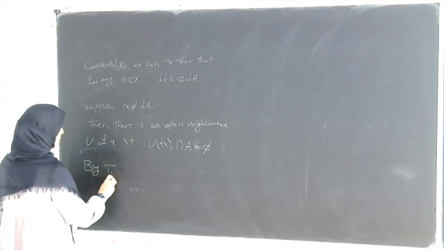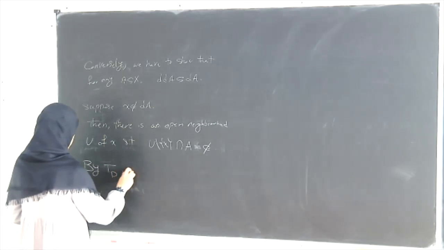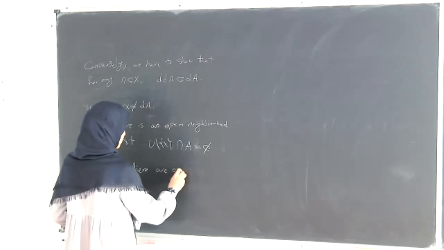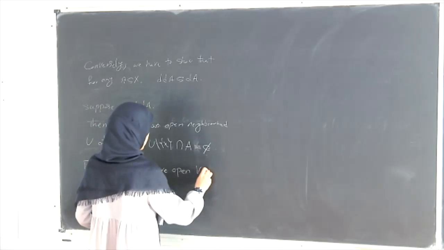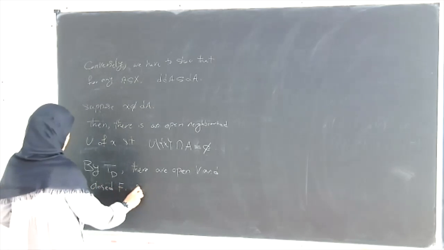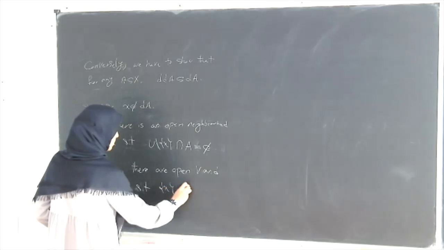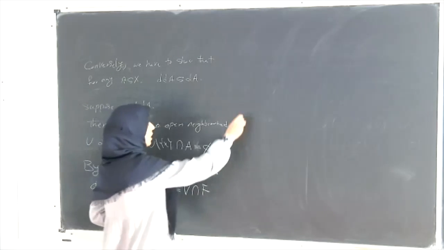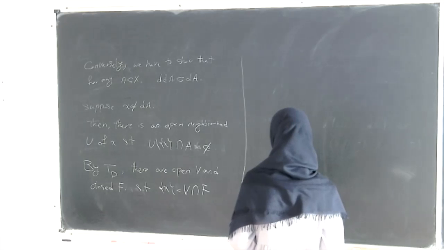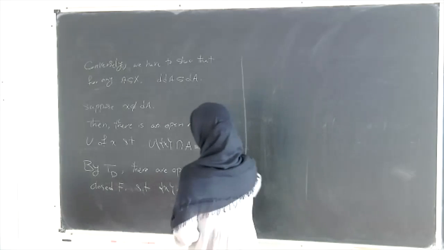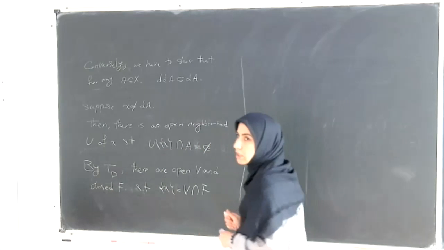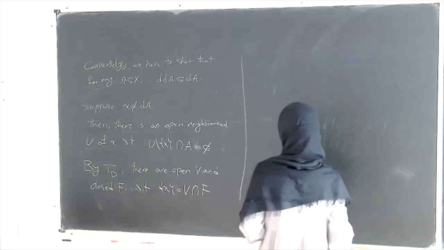Our space is a TD space. So there are an open set V and a closed set F such that X is equal to V intersection with F. U is a neighborhood of X. V contains X and is open, so the intersection is also an open neighborhood of X.